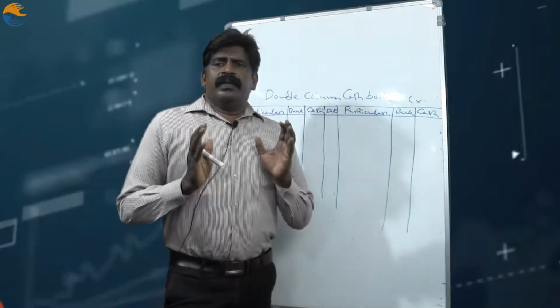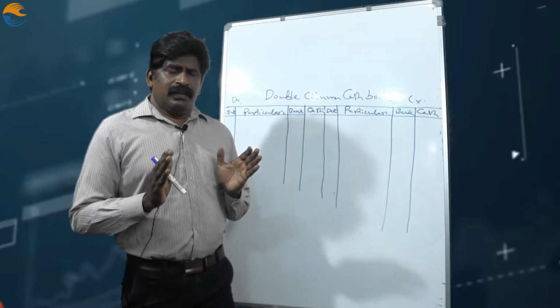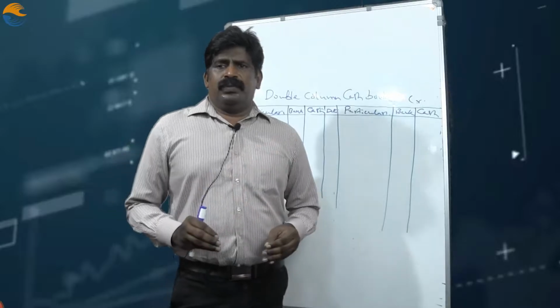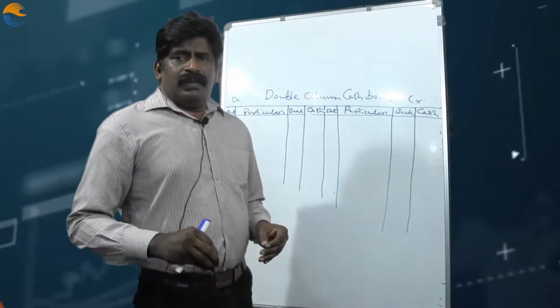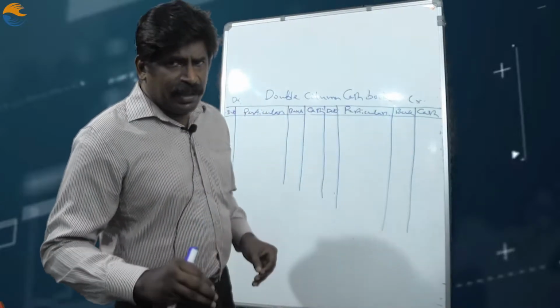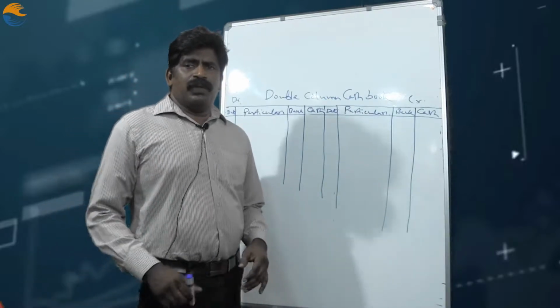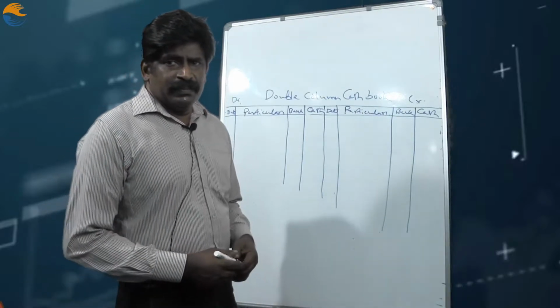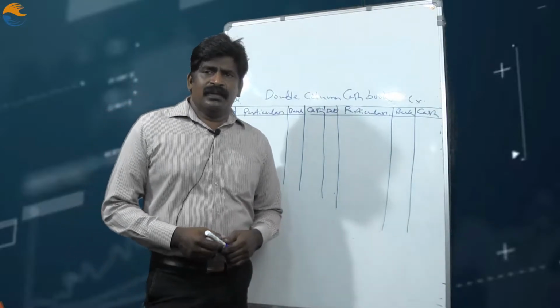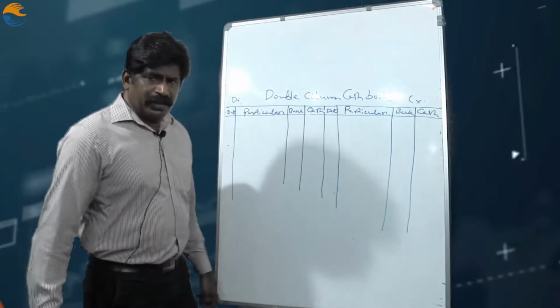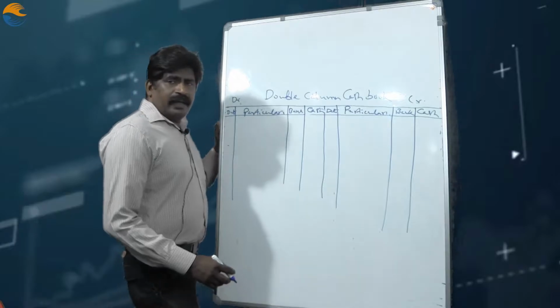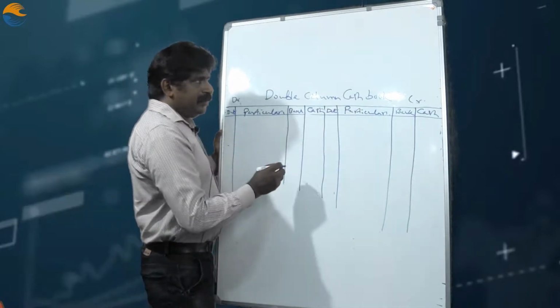Now we deal with the question of how to record in a double column cash book. How the transactions are to be recorded in a double column cash book. For this purpose, we have to consider some transactions, and I write a transaction here.